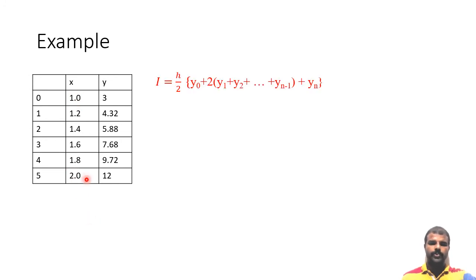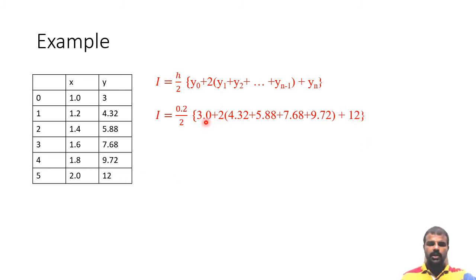So that's a problem. Now we have the formula I is equal to h by 2 into y0 plus 2 into y1 plus y2 plus etc. plus yn minus 1, plus yn. Alright. Now what is h? h is the difference between any two consecutive x points. So here it is 1.2, this is 1, so the difference is 0.2. Then y0 is 3, y1 is 4.32, y2 is 5.88, etc. So I am substituting everything. Then plus yn, so that is 12.